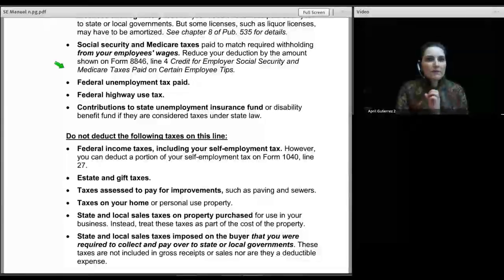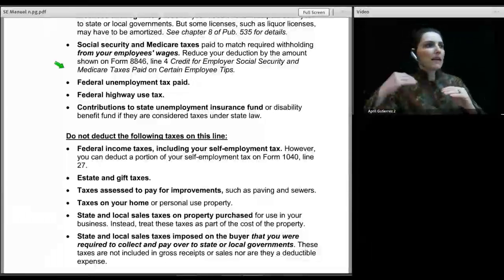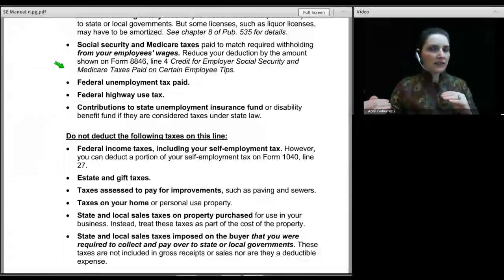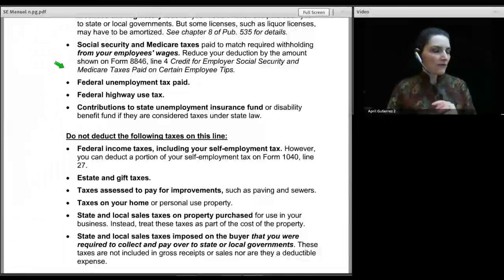When you pay an employee their wage, as the employer, you are supposed to be paying a matching tax on top of that: 6.2% Social Security, 1.45% Medicare. That's a tax that's imposed on you on the wages you're paying them, and you can deduct that as a tax in this section of the form.